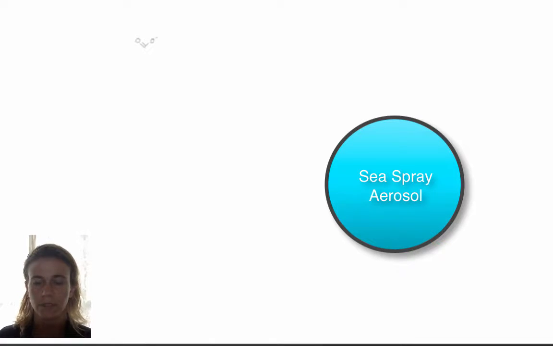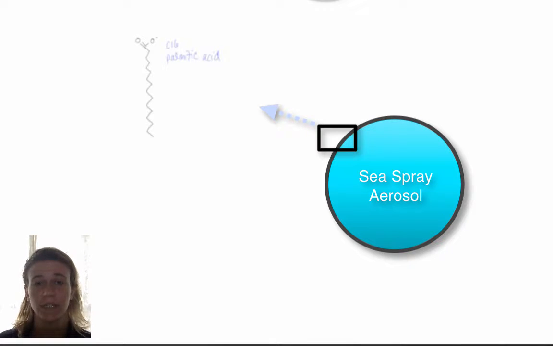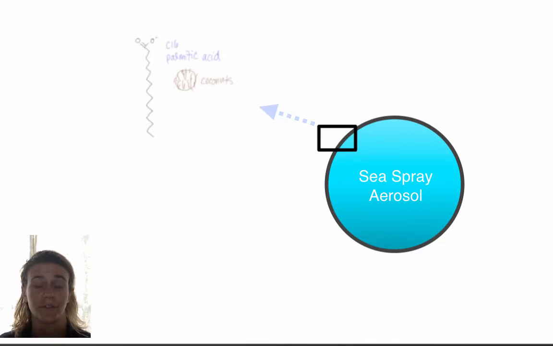Alright, so here's a sea spray aerosol particle. If we zoom in at the surface, as you all know, there's a bunch of different chemicals that could be there, but one of the most abundant ones is palmitic acid, which has 16 carbons. What's kind of interesting about palmitic acid is it's actually found in coconuts, and it kind of helps it float on the surface of the ocean. But I'm getting ahead of myself. Let me back up a little bit here.